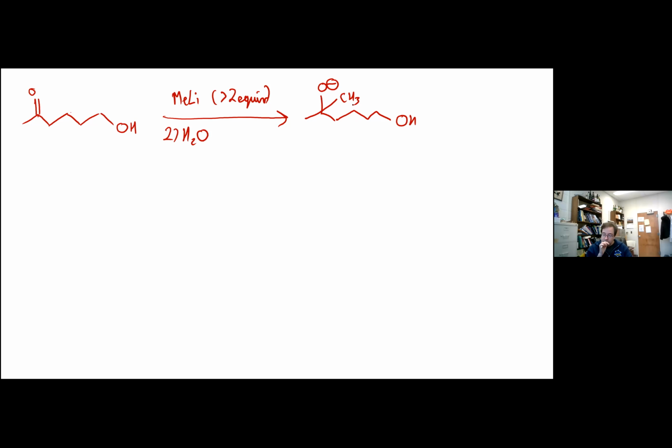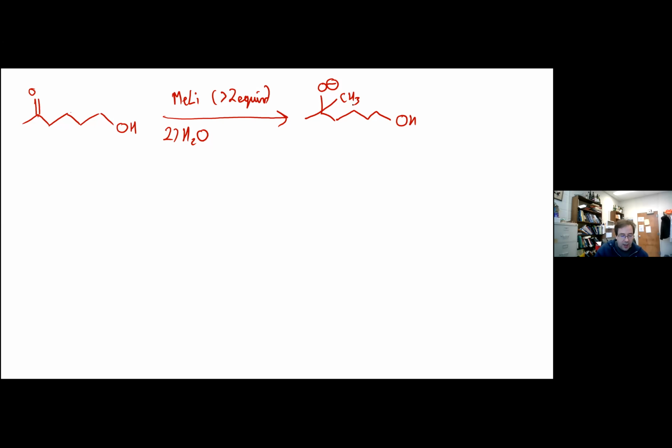So you make rings when you can, but you don't make rings when you can't. In this case, we have more than 2 equivalents of methyl lithium. The first one comes in and takes off that hydrogen on the alcohol. The second equivalent, which we now have because we did not have it in that previous example, is able to come in and attack the ketone.